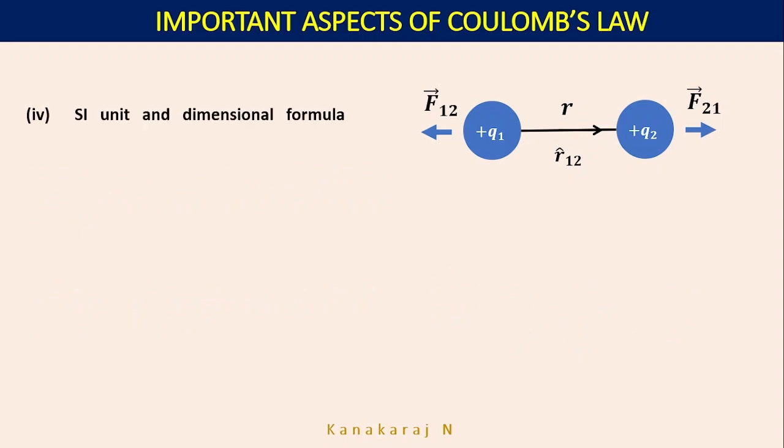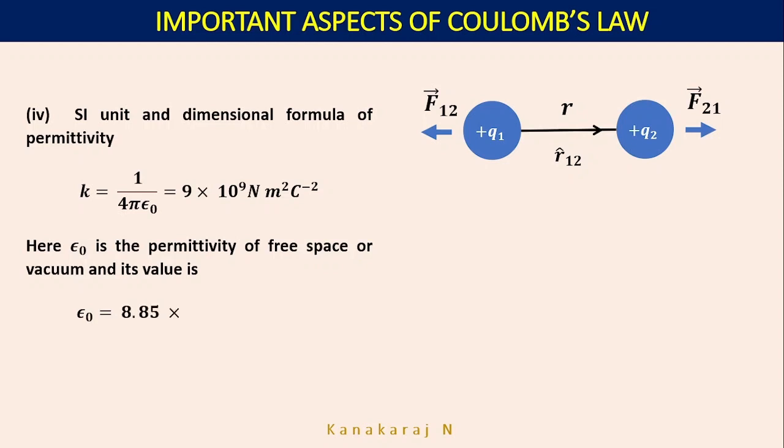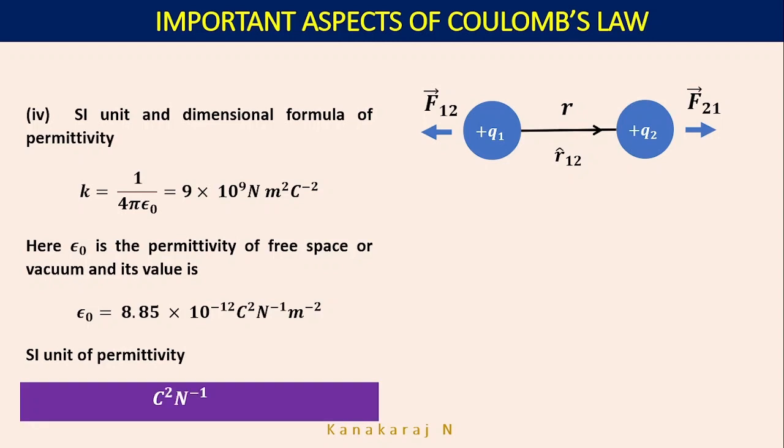Fourth one, SI unit and dimensional formula of permittivity. The value of K equals 1 by 4 pi epsilon naught. The numerical value of K is 9 into 10 power 9 Newton meter square Coulomb power minus 2. Here epsilon naught is the permittivity of free space or vacuum, and its value is 8.85 into 10 power minus 12 Coulomb square Newton power minus 1 meter power minus 2. The SI unit of permittivity is Coulomb square Newton power minus 1 meter power minus 2.